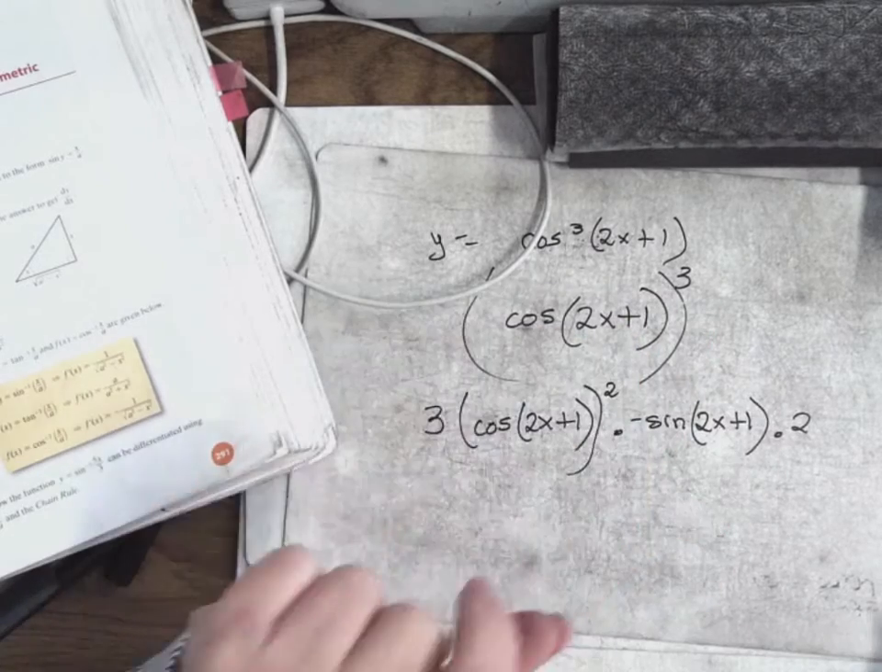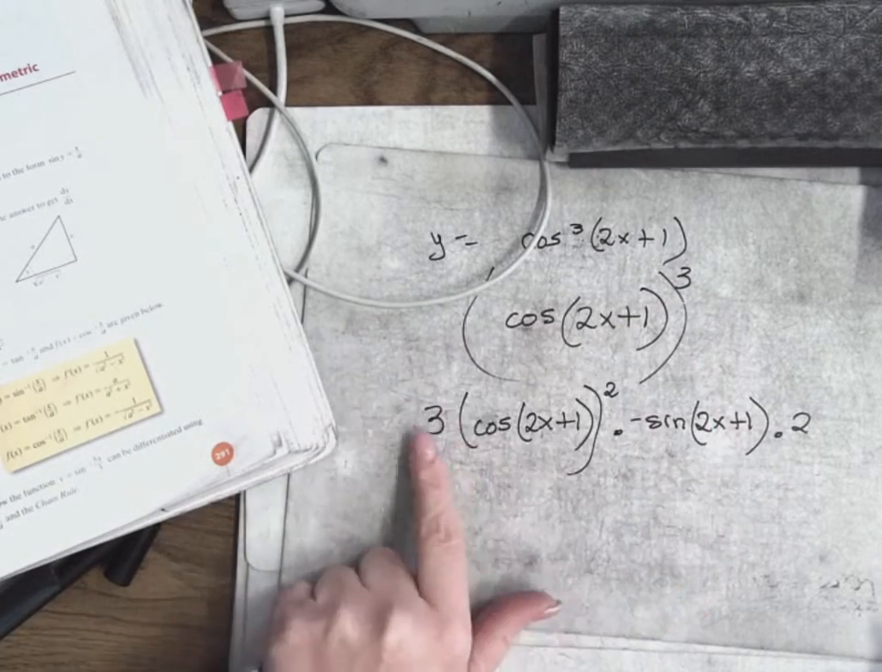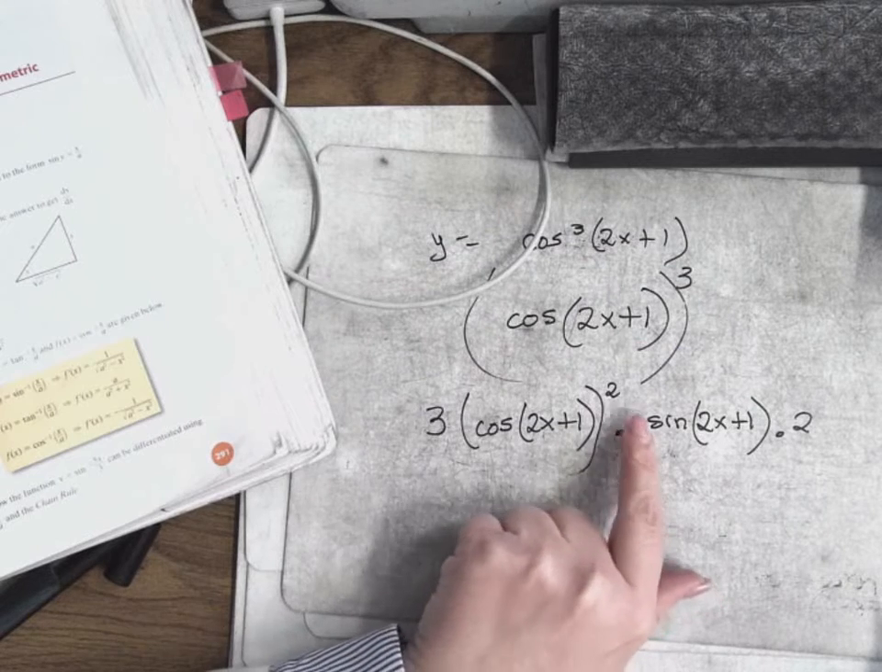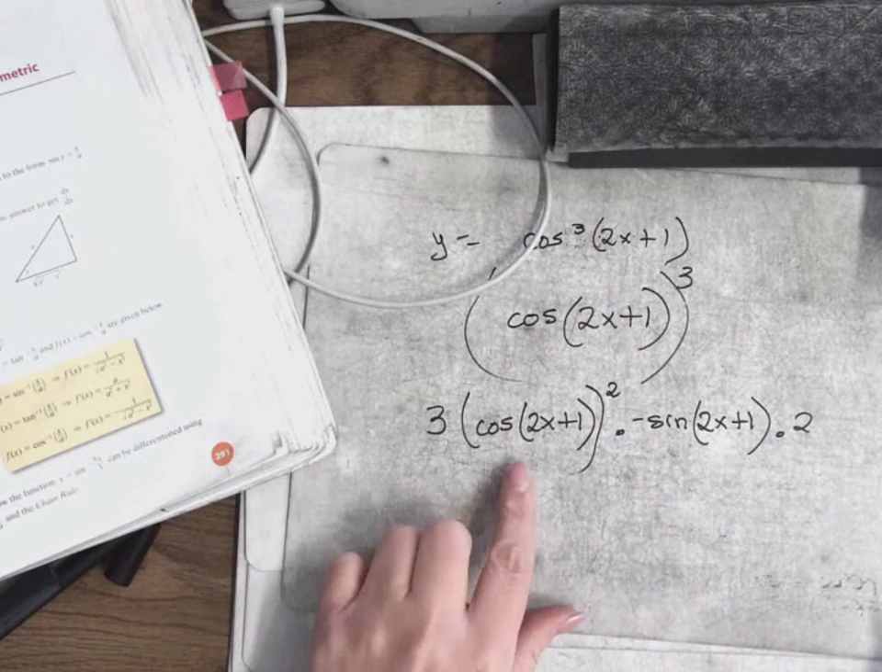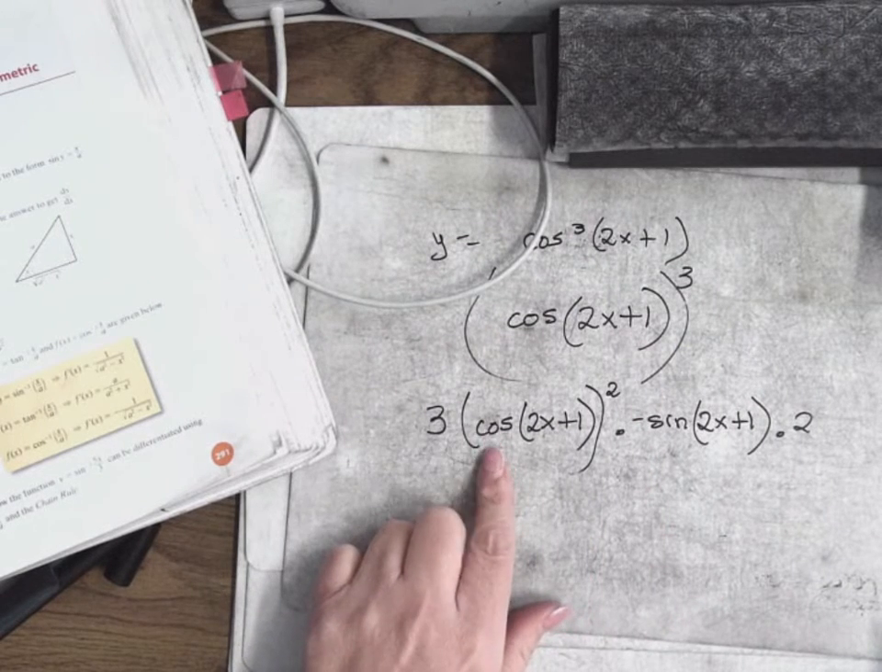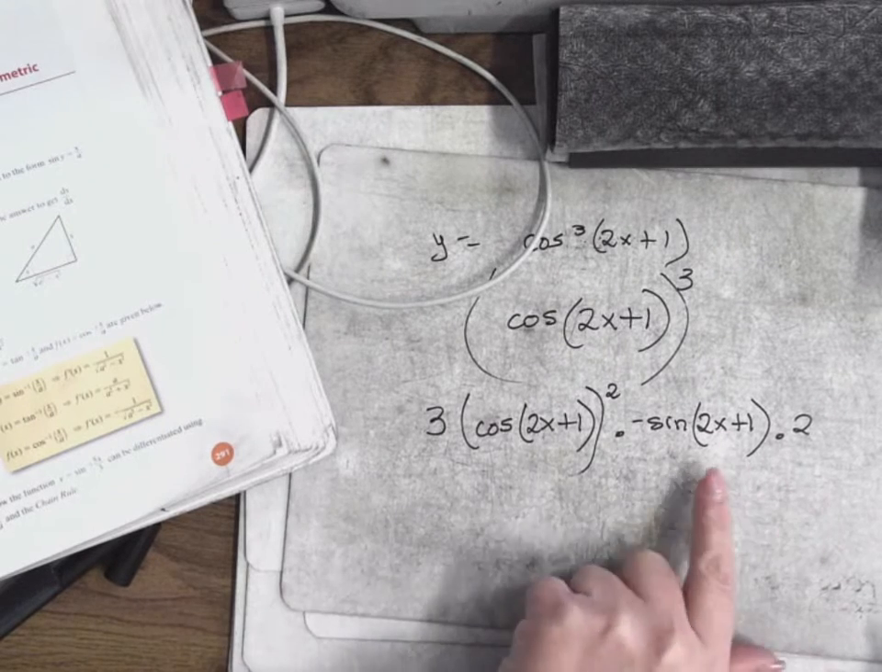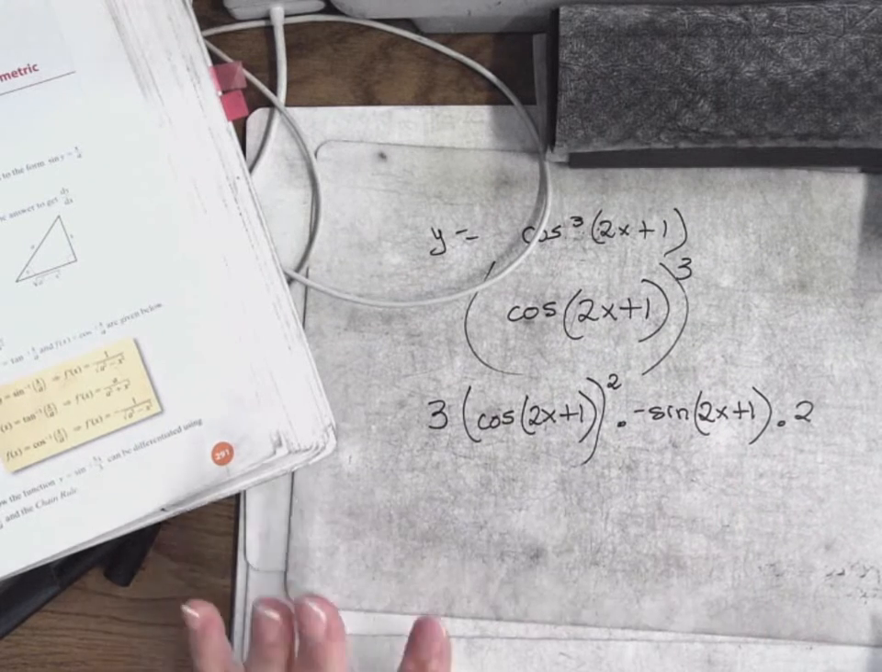So you have to do these 3 steps. You have to do the bracket. Inside the bracket stays exactly the same. The power in the bracket gets reduced by 1. Then you do the cos. When you differentiate cos, you get minus sine of the exact same angle. And then you differentiate the angle. So there are 3 steps.